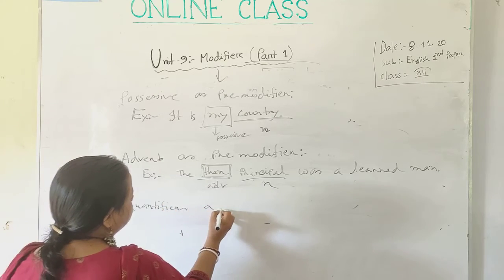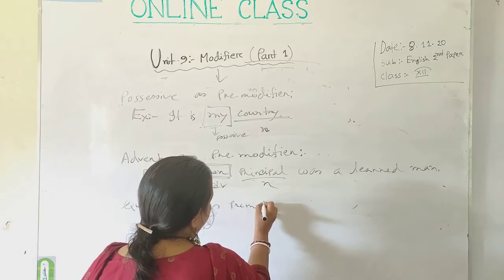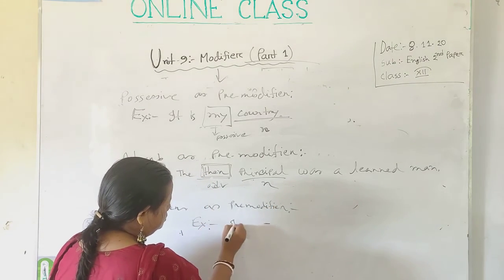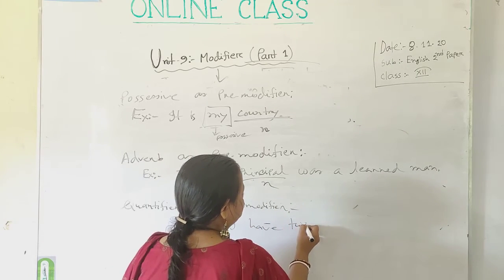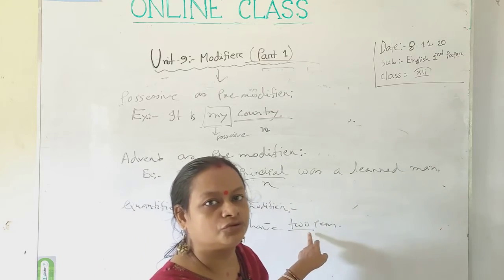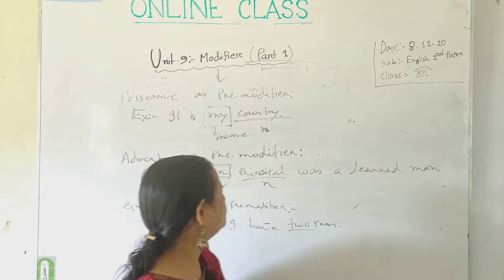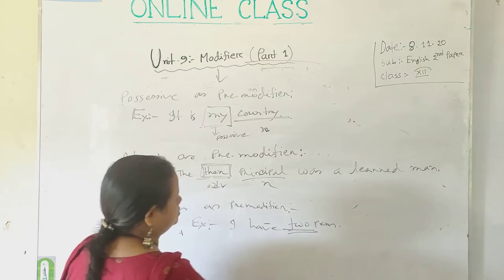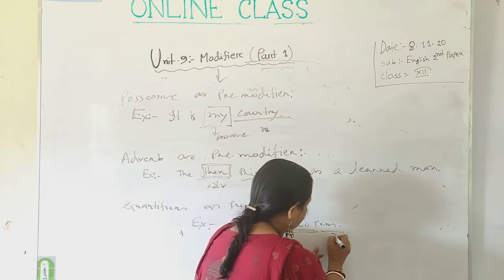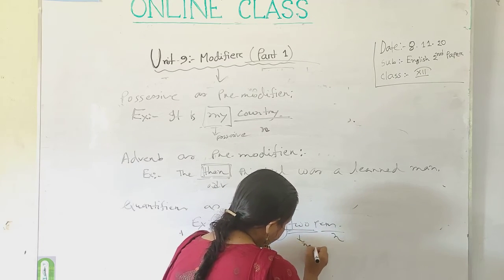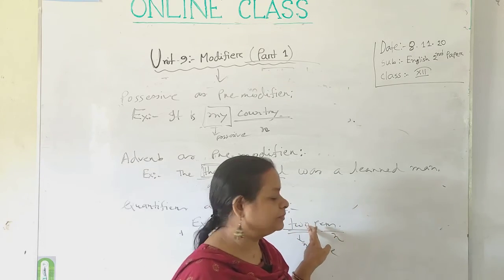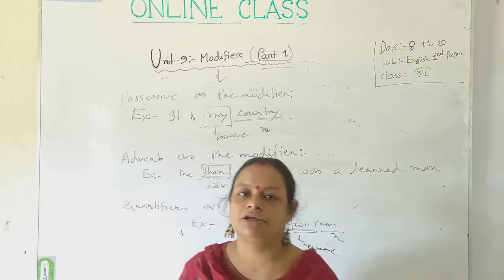Quantifiers as pre-modifier. Example, I have 2 pens. The numeric numbers 1, 2, 3, 4, 5, 6, these are modifiers. So 2 is a modifier. It sits before the noun, so it is a pre-modifier. So you see that there are different types of pre-modifier.